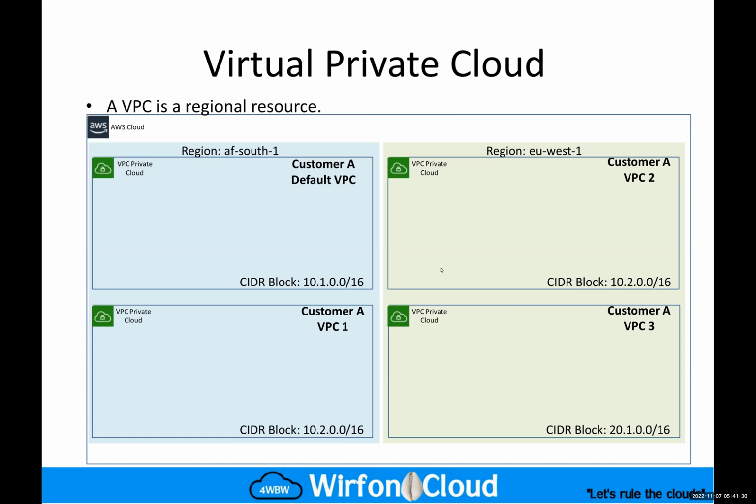If you're not seeing what I'm saying, the diagram is divided into two regions, and VPC2 and VPC3 are in the region EU West 1. The default VPC is demonstrated only for the AF South region, and VPC1 is shown to be created within the AF South region, and you can see that every VPC comes with a separate CIDR block. So before I go ahead into other topics, if somebody has a question, you can raise it now also.